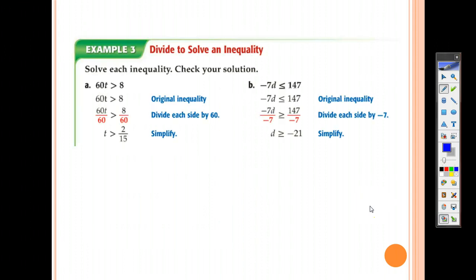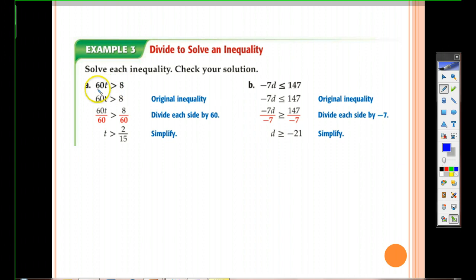Alright, how do we divide to solve an inequality? Same thing. Here you have 60t is greater than 8. You want to divide by 60 to cancel that out. So t is still greater than 8 divided by 60. You need to simplify your answer if it's a fraction. And you notice here the sign did not change because we didn't have any negative numbers involved.